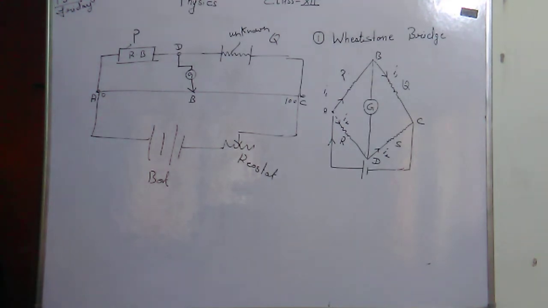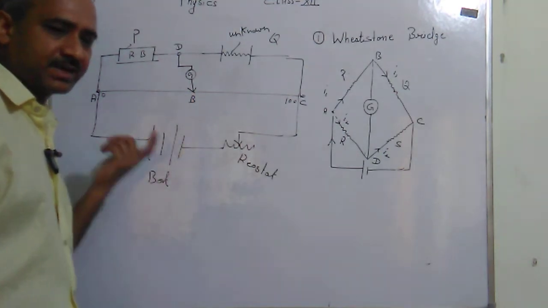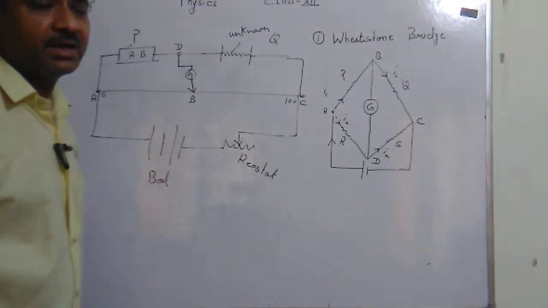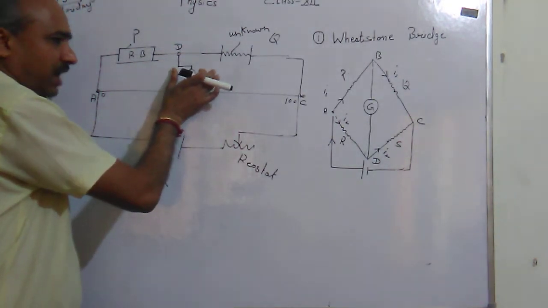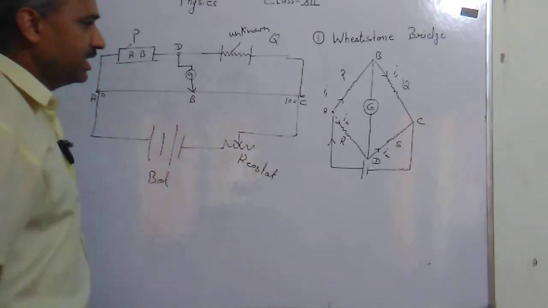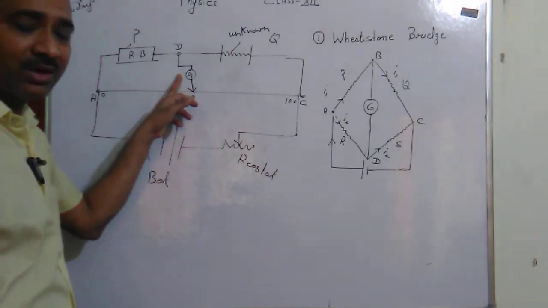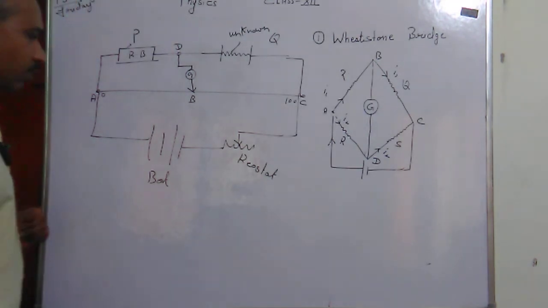So now what we have to do, we have to move this jockey on this wire in such a way that we get a point where this galvanometer gives you zero deflection. जहां पे galvanometer की zero deflection आएगी, we have to move in such a way कि this galvanometer gives you zero deflection. That zero deflection point is called the null point. उसको क्या बोलोगे आप? Null point बोलोगे.